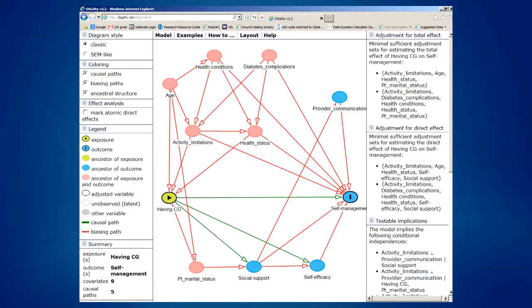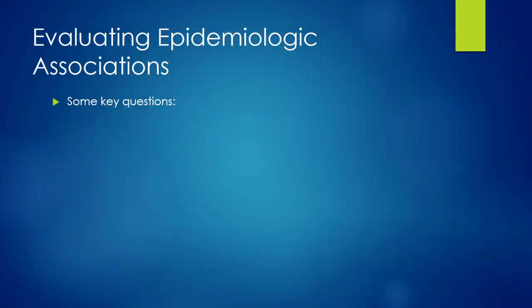So this figure that we saw earlier is a simple directed acyclic graph, and it can help us evaluate this causal relationship between having a caregiver and self-management by helping us identify those confounders so we can adjust for them in our analysis, and then also including mediators so that there are also ways to test for mediation and to understand which pathways are important.